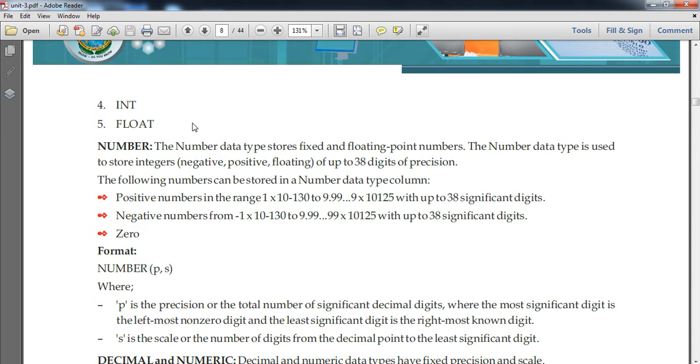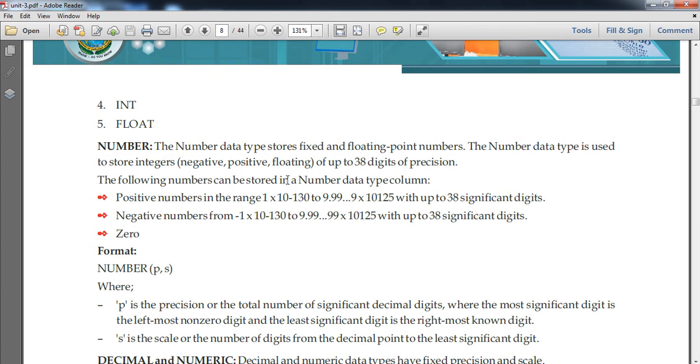So you can see, students, a number data type can be represented like NUMBER within round brackets (p, s), where p is the precision, the total number of significant decimal digits, and s is the scale, the number of digits from the decimal point to the least significant digit. So now we are going to understand it more.